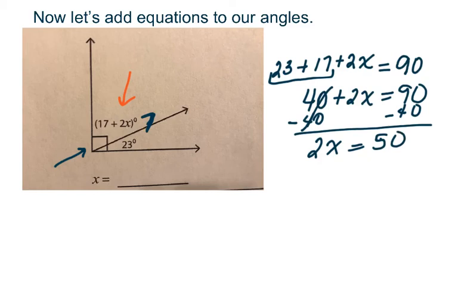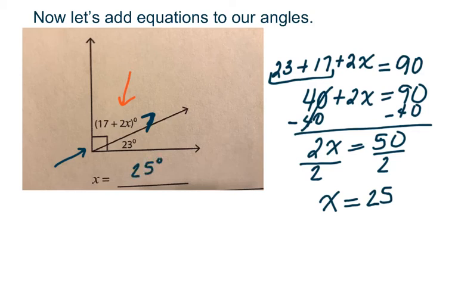All right, so now what we have is 2x. When you have a variable and its coefficient together, that means multiplication. So like we've been doing on all of our equations, we have been taking the opposite. So this is 2x, which means 2 times x. I have to take the opposite by dividing by 2. So I have to divide both sides by 2. Put my x. And 50 divided by 2 is 25. So I know that x is 25. So I'm going to put 25 degrees.